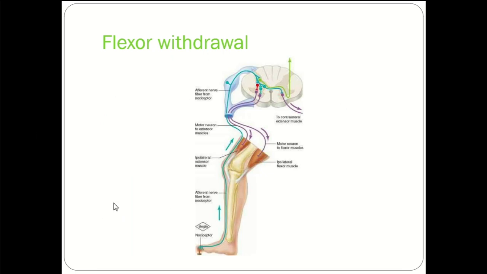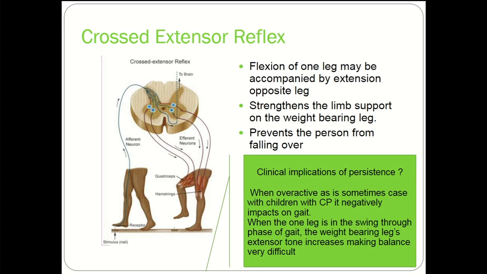Like this is the flexor withdrawal. Here the nociceptor is stimulated in the foot. The afferent nerve fibers from the nociceptors go to the spinal cord. The interneuron sends one impulse to the contralateral extensor muscles, and on the same side it goes to the motor neuron of the flexor muscles. Ipsilateral flexor muscles cause the contraction. So lifting of the leg will happen in response to nociceptors.